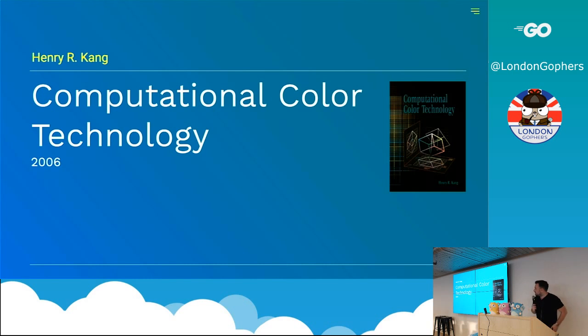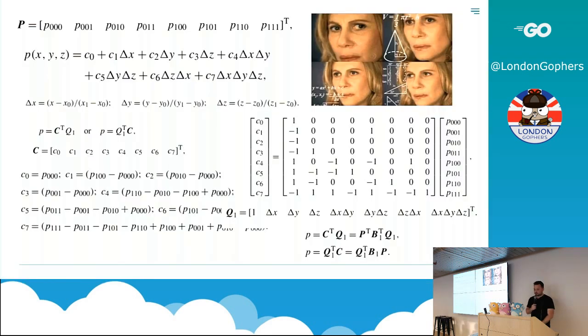At this point, if you're interested in this kind of thing, I would highly recommend this book, Computational Color Technology, by Henry R. Kang. It was published in 2006, so it's actually quite old, but it documents a lot of these algorithms, and they are actually very fundamental to computer graphics now. So a lot of it seems quite basic, and it probably is available in many OpenGL libraries or that kind of thing. But if you want to know how to do it yourself, I would recommend this book.